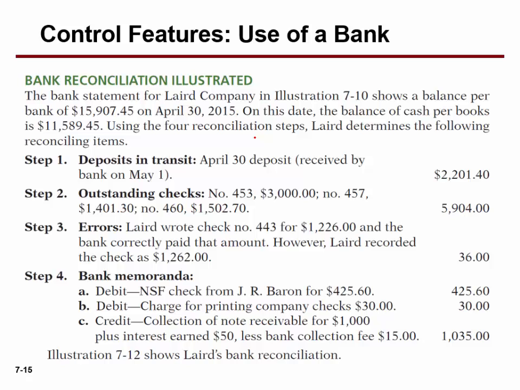So we look at this particular question. They say the bank statement for Laird Company shows a balance per bank of $15,907. On this date, the balance for the books was $11,589. Using the reconciliation, determine the following, prepare the reconciliation using these following items. Now, in this example, they gave us both the book and the bank balance, didn't they?